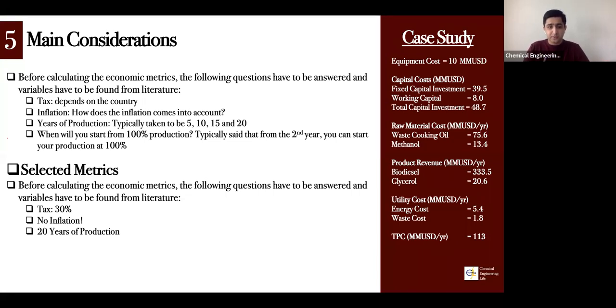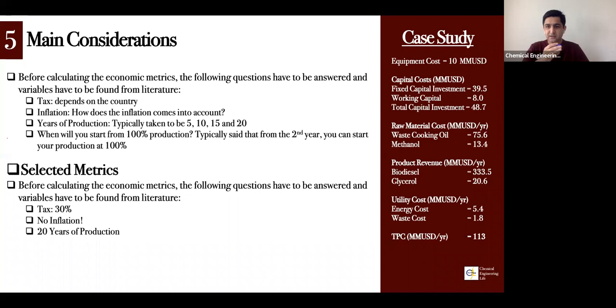So for the purpose of this webinar, I have selected the tax to be 30%, inflation to be 0. So we assume that everything that costs today is going to cost the same for the next 20 years. I have selected the production period to be 20 years. And so I select 20. And then I said that in the first year, we're going to have 80% of our production rate. So for the second year, we're going to start producing with 100%. My facility will be built in 3 years.